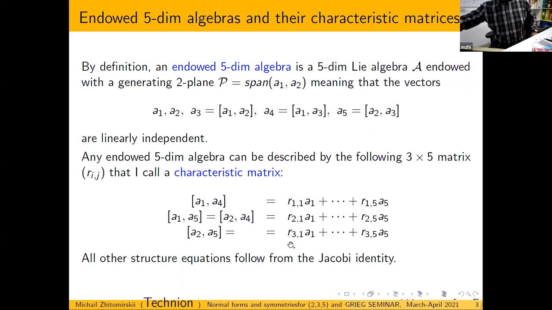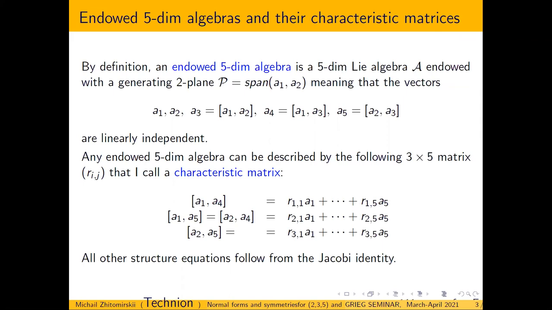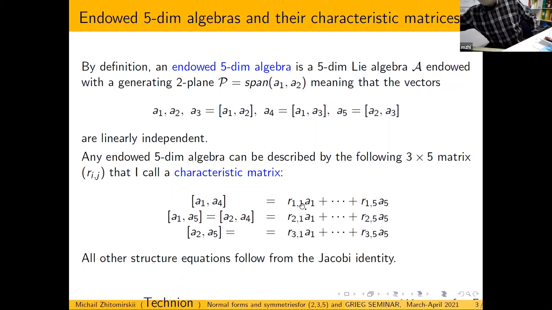All the other structure equations follow from the Jacobi identity, but there are Jacobi identities between A3, 4 and 5, and a part of the Jacobi identity which requires certain relations for that. Just put in arbitrary parameters as I wrote numbers, and write down all the Jacobi identities. You will obtain some relations between these 15 numbers. They will not be nice formulas, but you can do it easily. But what for? I mean, you have a correspondence between these characteristic matrices and your distribution, so I'm trying to understand. Yeah, but everything is up to equivalence.